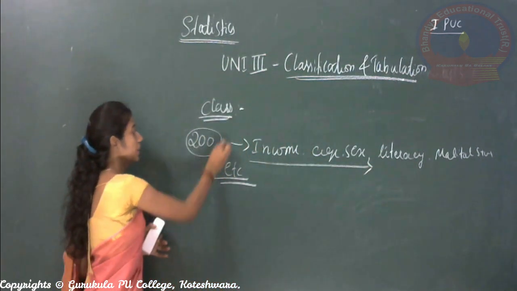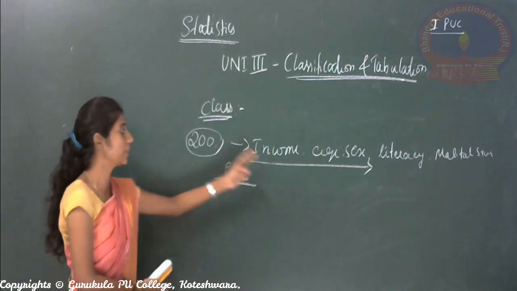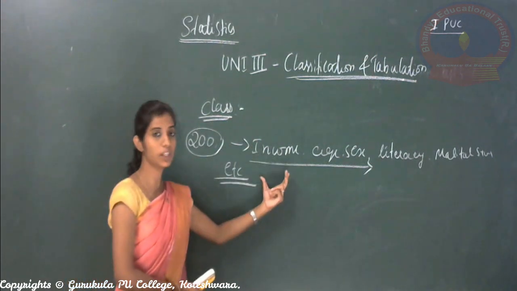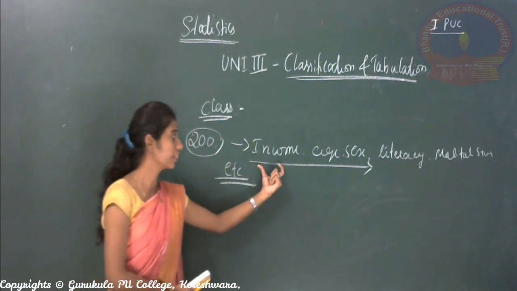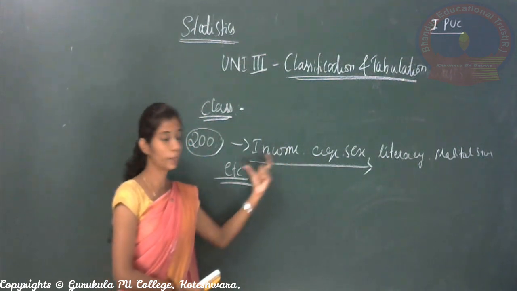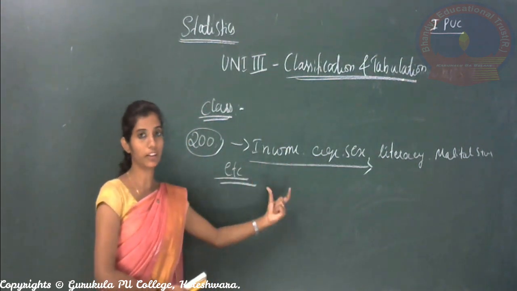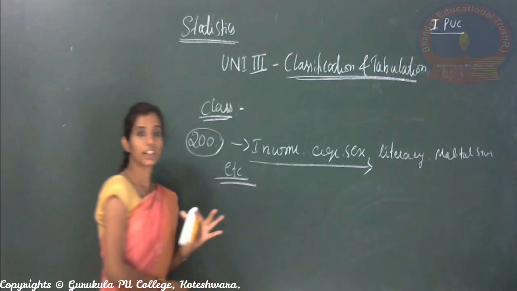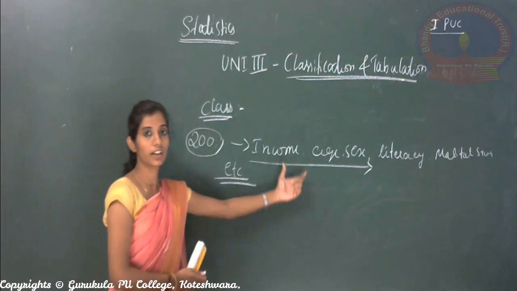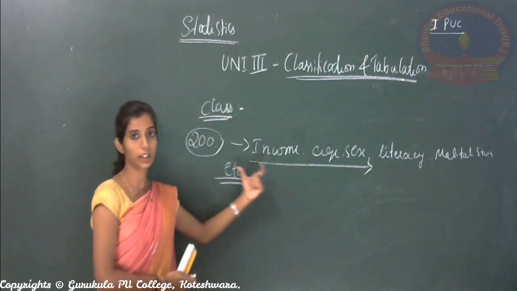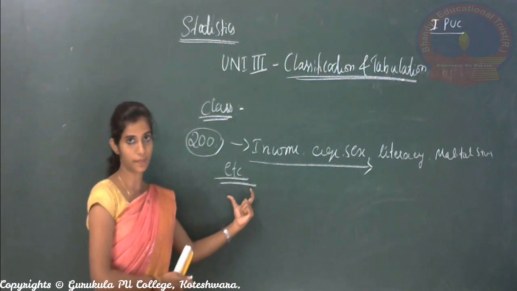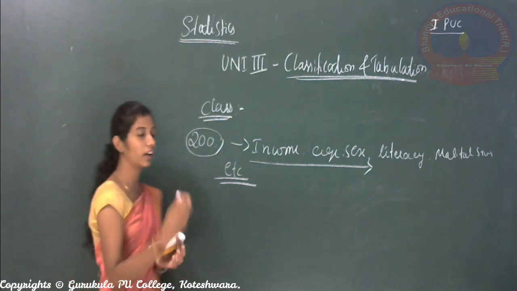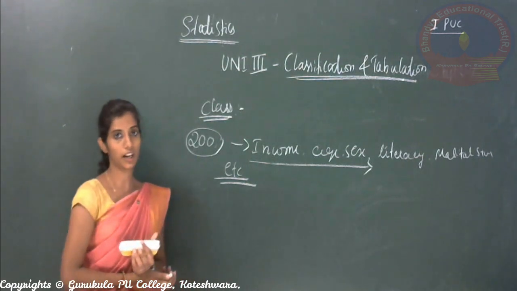Here, information on 200 families I am going to collect. I don't know how many family members are in the age group between 10 to 20 or 20 to 30, like that. One can't identify how many people come under the age group between this and this. So, if we present it as raw data, one cannot understand.